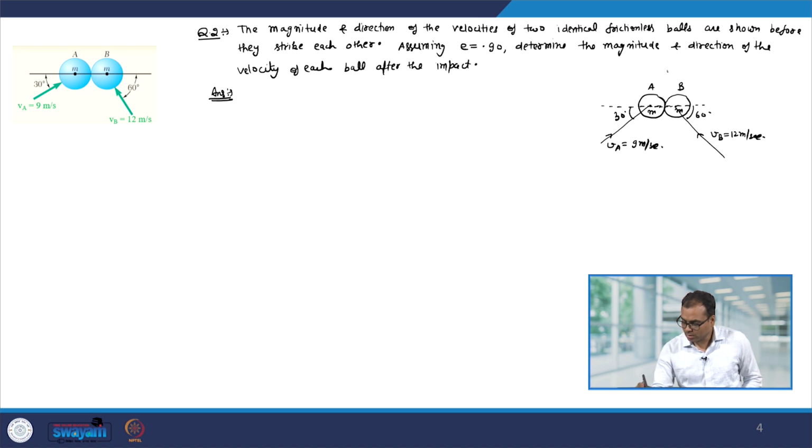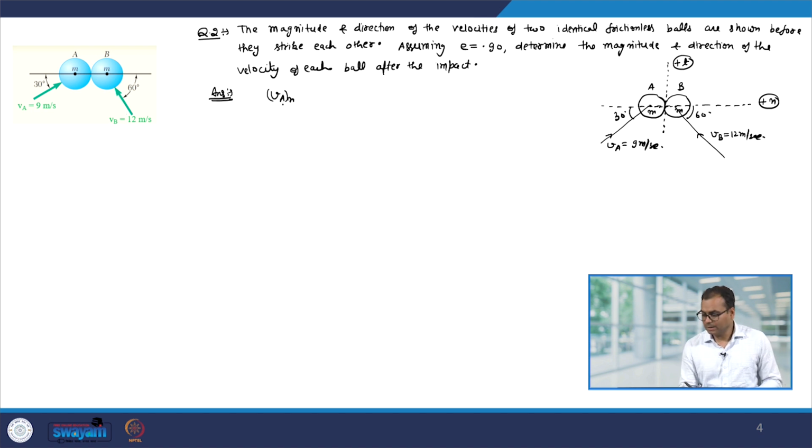So, this is the common tangent to it. Let us take it as plus t direction, and this is the line of the impact. So, let us take it as plus n direction. Now, from the components we can find out the initial velocities of particle A and B in the t and n direction. So, let us see V A in the n direction is 9 cos 30 degree. So, that is 7.79 meter per second. Velocity of ball A in the t direction is 9 sin 30 degree. So, that is 4.5 meter per second.